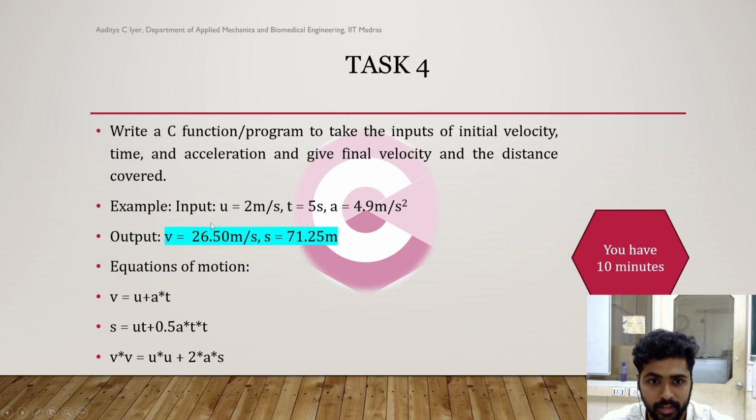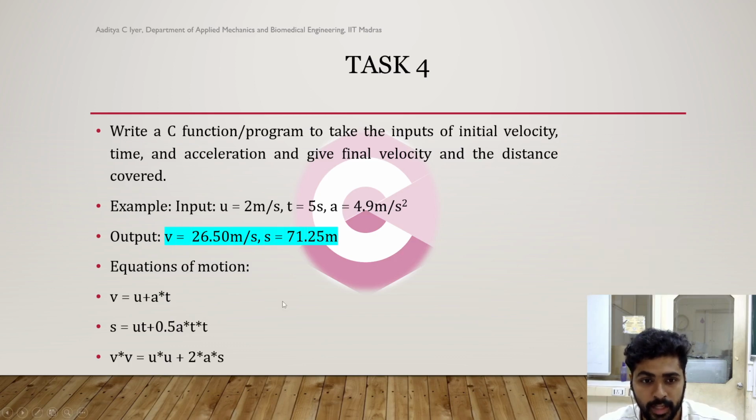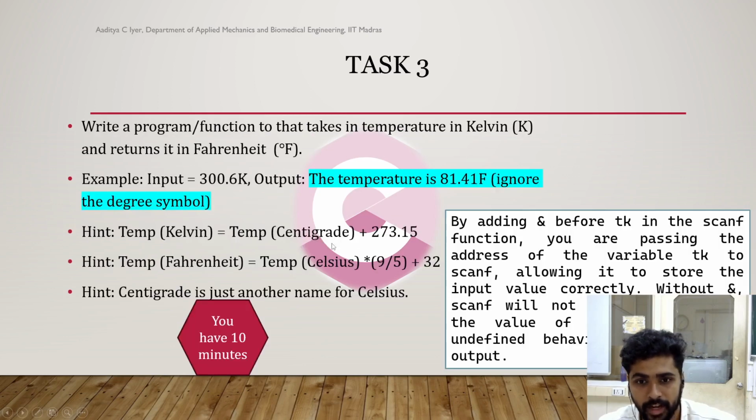Okay, so V is final velocity and S is the distance covered, or I can also say displacement, so it's up to me, doesn't really matter. And for people who don't know, I'll also mention the equations of motion. And in this previous slide, note that Fahrenheit works like this. So I've given both of them in terms of Celsius, so it's your job to combine them and get the relation between Kelvin and Fahrenheit.